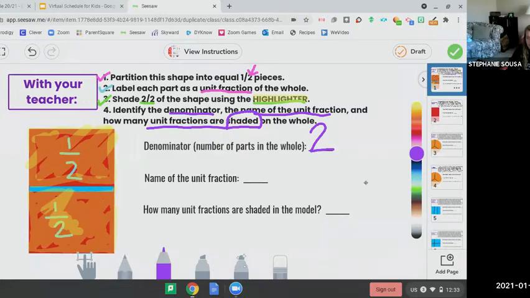The name of the unit fraction, I wrote the unit fraction 2 times. I wrote it here and I wrote it here. If I forget what a unit fraction is, I have a handy dandy notebook and it says a unit fraction is 1 part. 1 part of a half is labeled as 1/2. Boom. Unit fraction. Done.